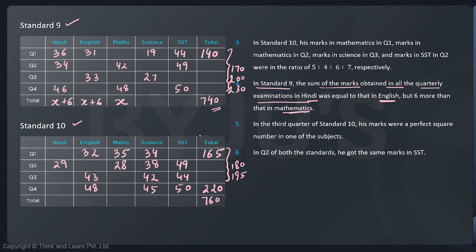So this would also be X plus 6. This is what this fourth statement says. Come to fifth. In the third quarter of standard 10, that is here, third quarter of standard 10, his marks were a perfect square number in one of the subjects.